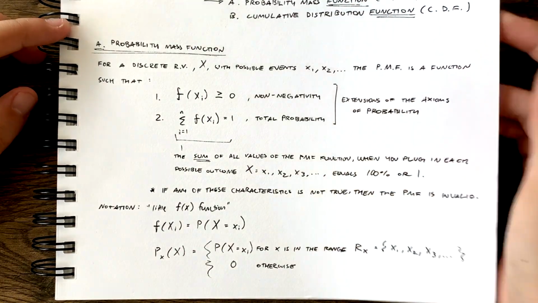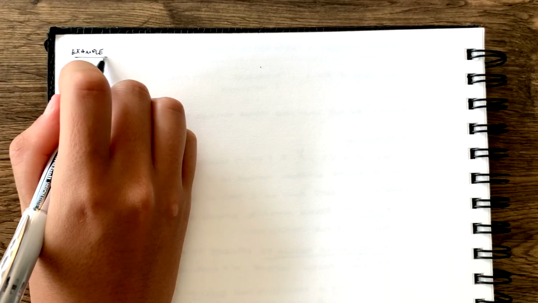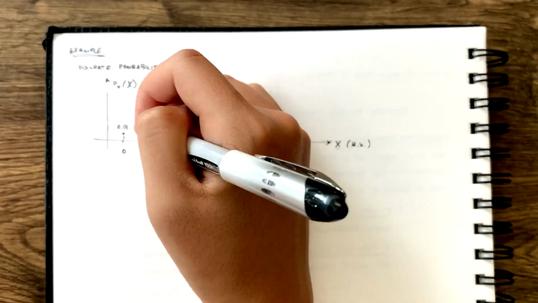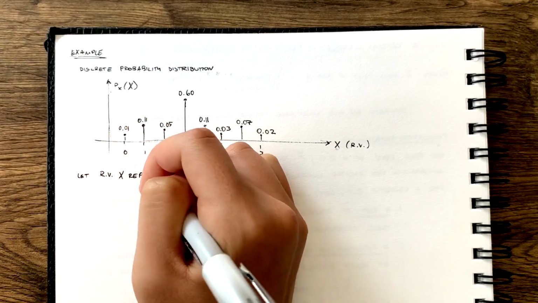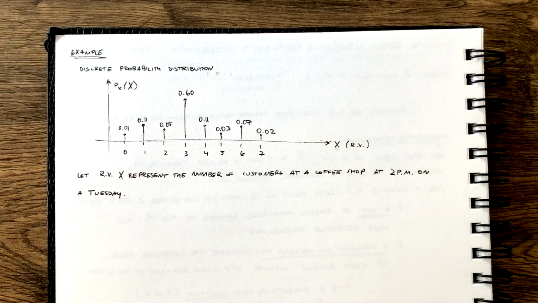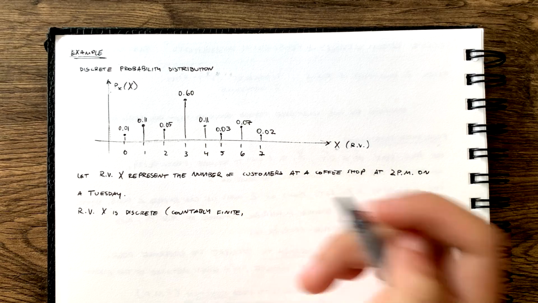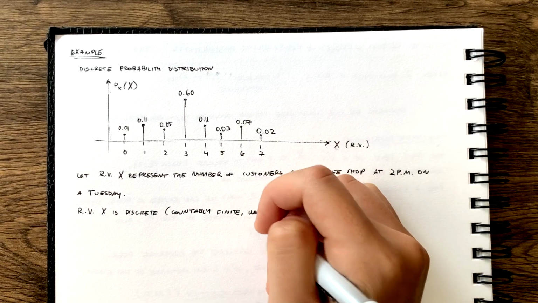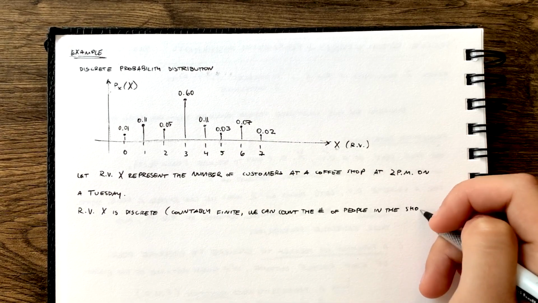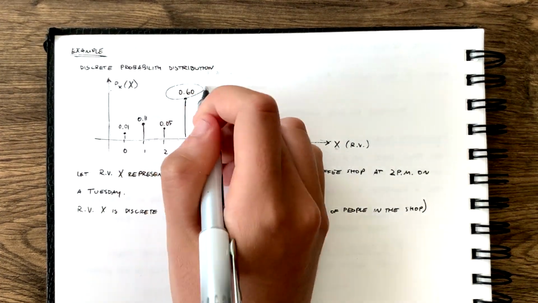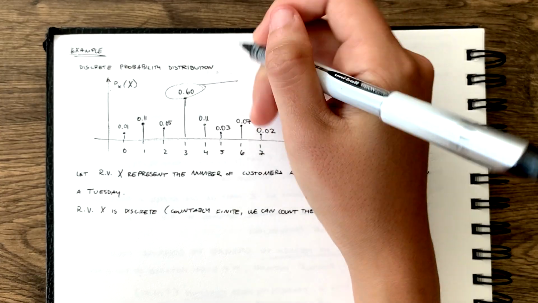All right, now let's talk about an example concerning discrete probability distributions. Let's say that we have this given distribution, and let random variable x represent the number of customers at a coffee shop at 2 p.m. on a Tuesday. There are a couple things that we can note about this probability distribution. First of all, our random variable x is a discrete random variable. In other words, it's countably finite, so we can actually count the number of people in the shop. And let's say that for this discrete value, our random variable x equals 3.